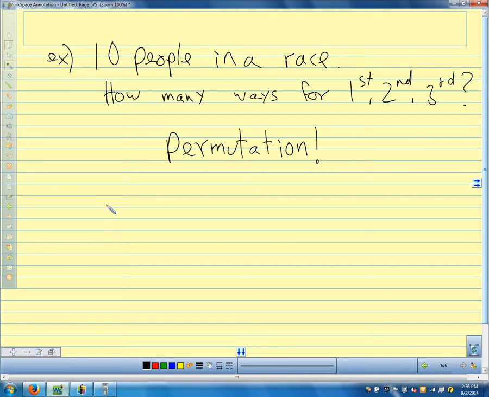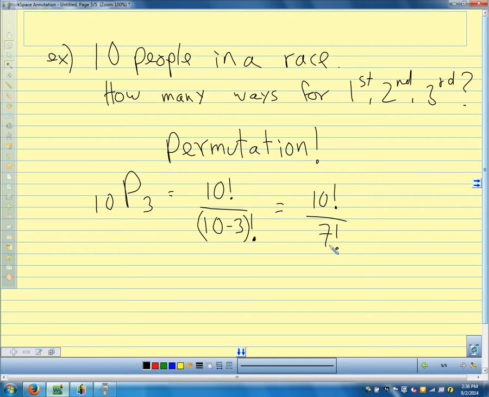So it's a permutation. So we have 10P3. And this is 10 factorial over 10 minus 3 factorial, or 10 factorial over 7 factorial. I do the parentheses first. Can't distribute this factorial.